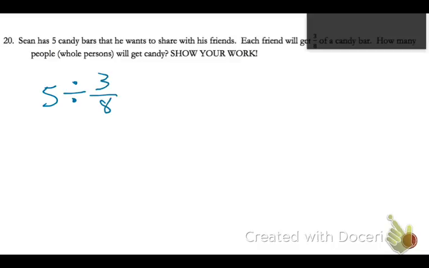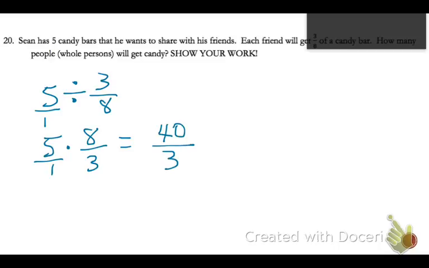So remember, when we're dividing by a fraction, or dividing fractions, it is the same as multiplying by the reciprocal of the second. Then we're going to multiply numerators together. 5 times 8 is 40, and denominators together. I'm going to go ahead and divide 3 into 40. So that will go 13 times. 3 times 13 is 39 with 1 left over. So 13 1/3 people will get candy.